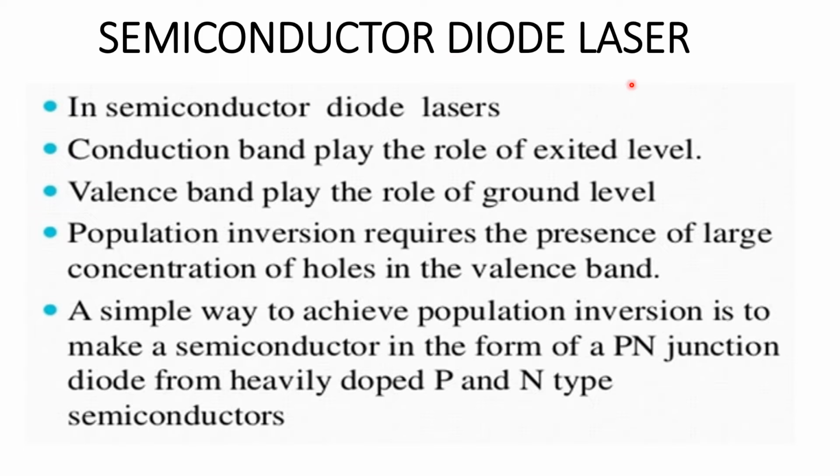Now semiconductor diode laser. Here the laser action takes place between bands of energy. So here the conduction band plays the role of excited level, whereas the valence band plays the role of ground level. A population inversion requires the presence of a large concentration of electrons and holes in the conduction band and the valence band respectively. A simple way to achieve the population inversion is to make a semiconductor in the form of a PN junction diode from heavily doped P and N type semiconductors. So here the PN materials are heavily doped.